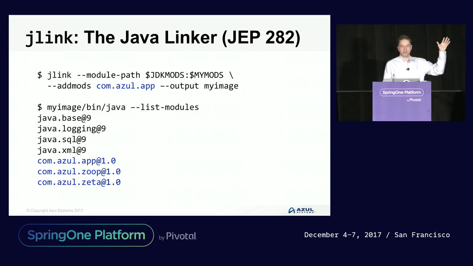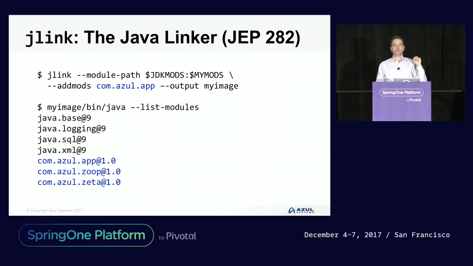And I can simply say, okay, create me a runtime using jlink. Here's my module path. The module I want to start from is my app module. That contains the main method, the main entry point, and then, again, create my image. If I do list modules on that again, now I see that there's more modules. So I've got java.base, java.logging, SQL, XML, and then I've got my 3 application modules, app, zoop, and zeta.